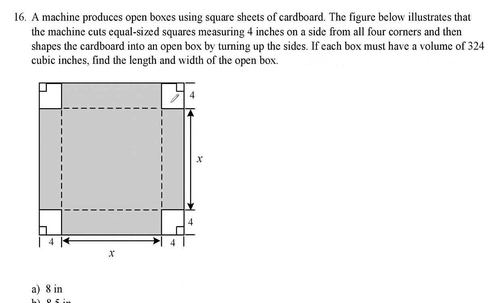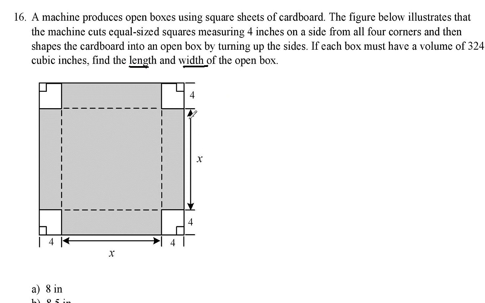And let's see, next up here, we've got a machine that produces open boxes using square sheets. So this is a square sheet of cardboard, and the machine's going to cut equal size squares that are 4 inches on the side from the corners. So the white areas are the squares, 4 of them, cut from each of the 4 corners. And that shapes the cardboard into an open box, and you turn up the sides along the dashed lines here. Each box must have a volume of 324 cubic inches. Find the length and width here of the open box.